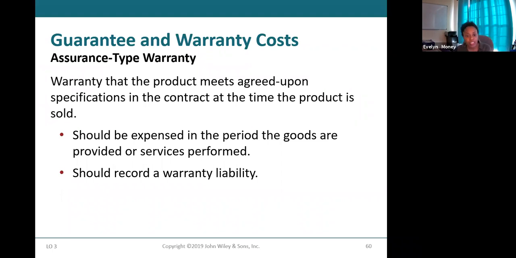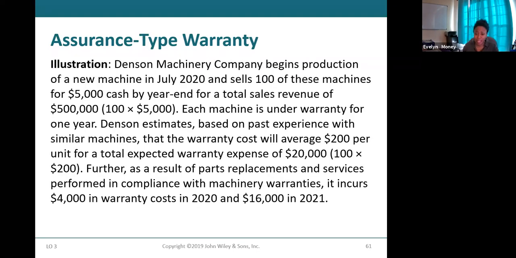So remember, assurance type warranty is that general implied warranty that when you buy the goods, they will work and perform the way that they are supposed to perform. What does the company have to do as a result of selling a product and promising that the product is going to work? The company has to estimate a warranty liability based on past experience for the amounts that they believe they'll have to pay just in case the item doesn't work. So let's see this example.